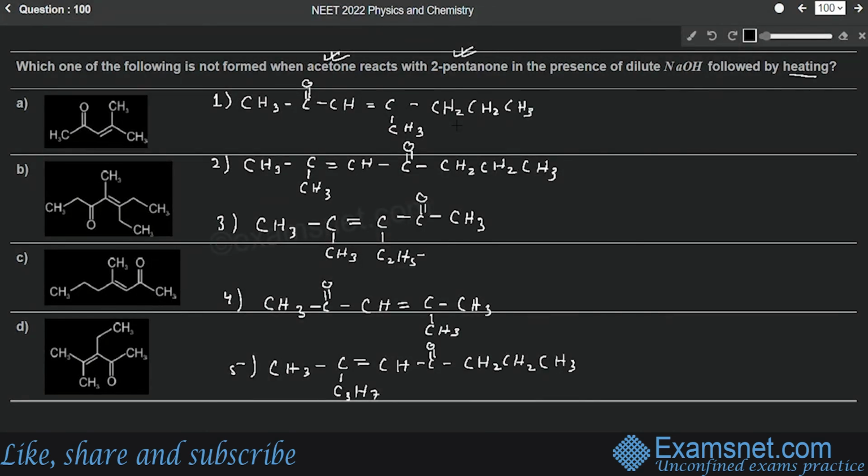And one more possibility is there, let's write it down here. The sixth possibility is CH3, C, then here a propyl group, that means C3H7, double bond carbon having an ethyl group, so C2H5, then a carbonyl group, and then CH3. Okay, so these are the possibilities. So out of the given options, option B is not formed in any of the possibilities. So option B will be the correct choice here.